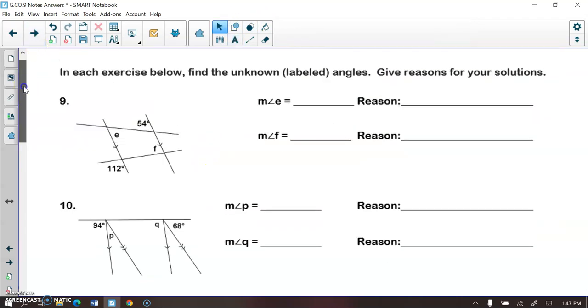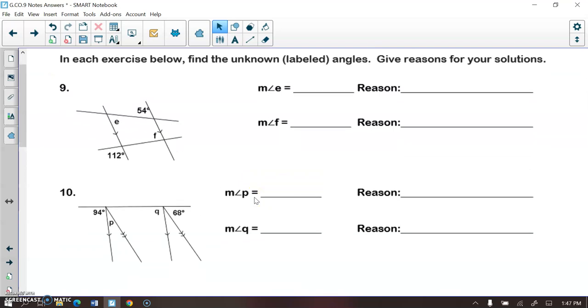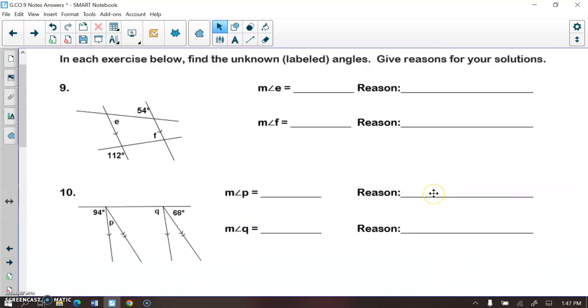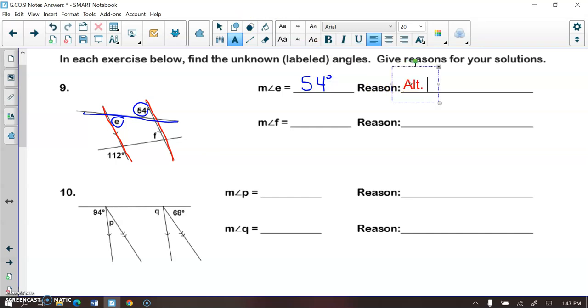All right, moving on to my last page. We may need to split this up into multiple videos, so I'll try to get into 9 and 10, and then I'll work on the other ones in the next video. So for this, we only have these two parallel lines. If I cut by this transversal, E and the 54-degree angle are alternate interior angles. So E is 54 degrees by the alternate interior angles theorem.